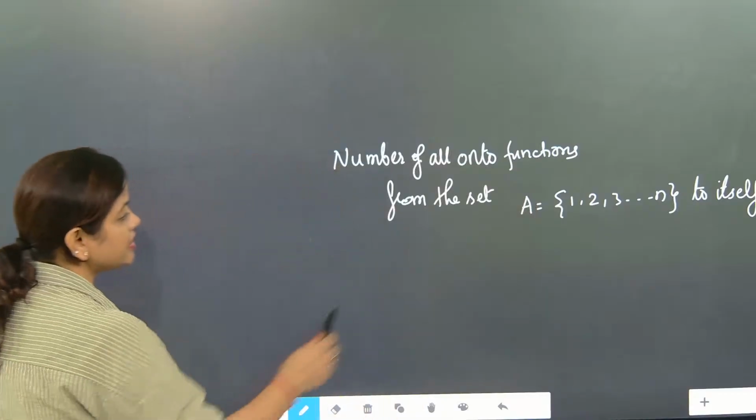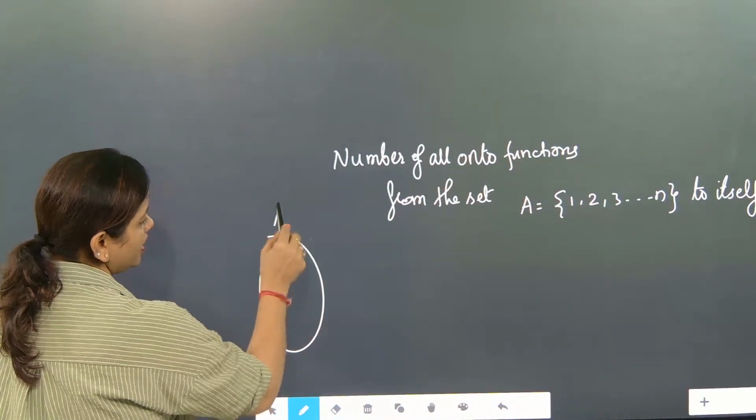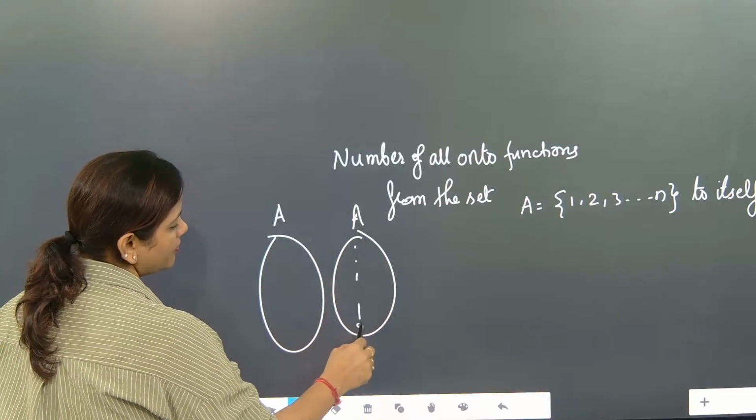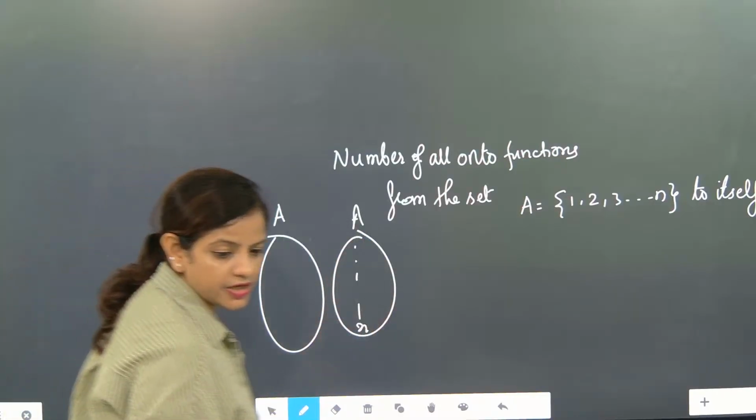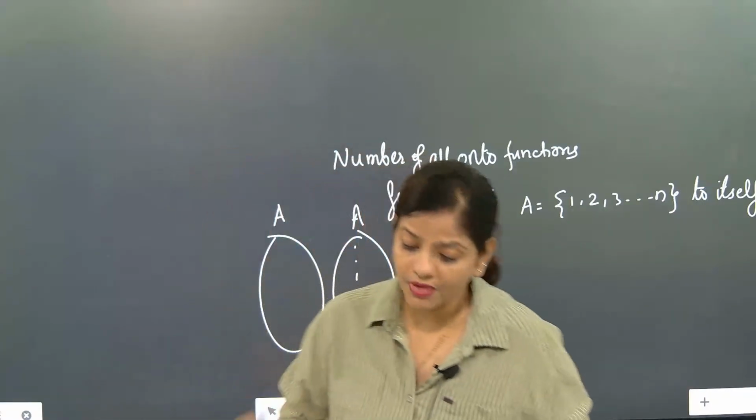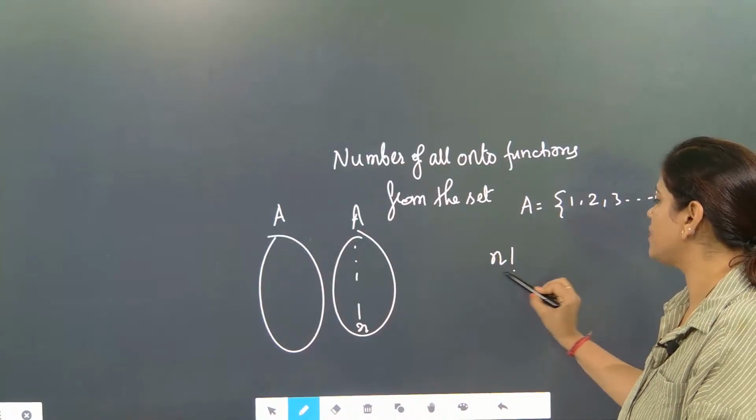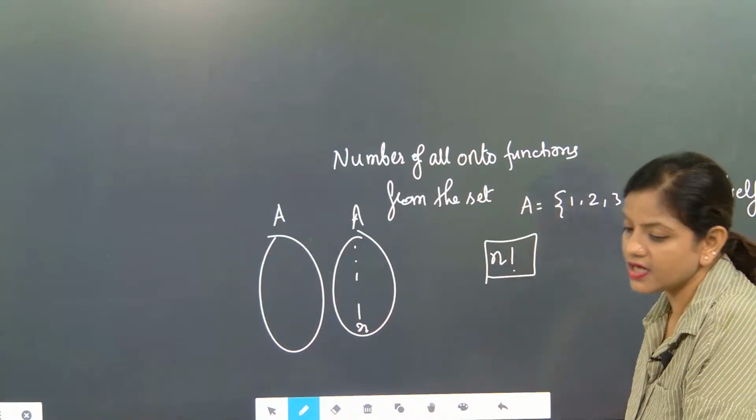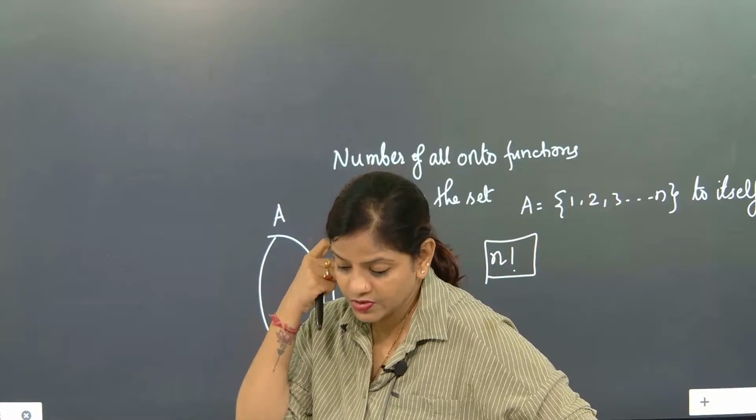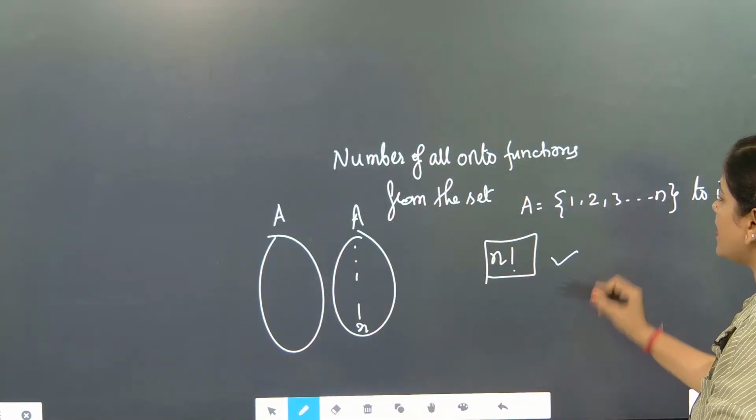So here A is having n number of elements. That means, beta, domain is also A and codomain is also A. So n number of elements are there. In this case, if somebody asks you how many are possible, then the correct answer is n factorial. So n factorial is the correct answer. You were absolutely correct, madam, so I did not give any comment.